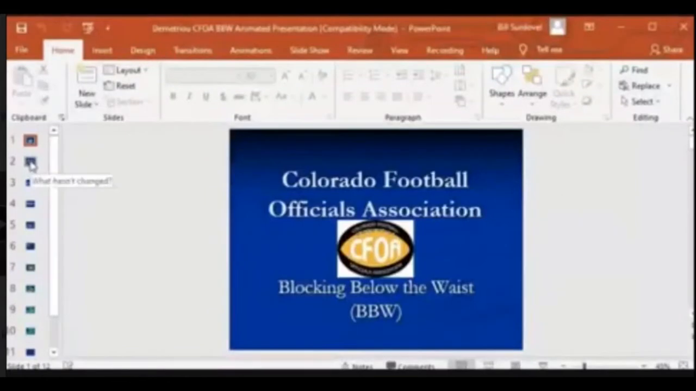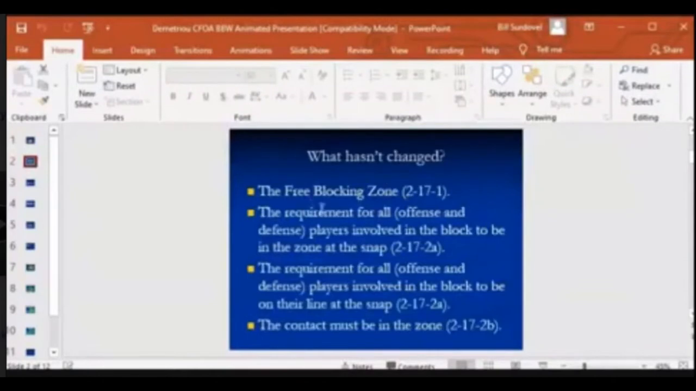So here's what changed, and I'm okay with stealing things from my friends out in Colorado, by the way. So here's what hasn't changed. The free blocking zone is always what it's been. The requirement for all players, both offense and defense, involved in the block to be in the zone at the snap. Very easy. So some people will ask me, well, what about a tight end? Tight end is going to depend on your splits. So if you can basically jam 3 players in a 4-yard box, which I think most teams can, provided you're in standard splits, the tight end, if he is a tight end, is almost always going to be in the free blocking zone.